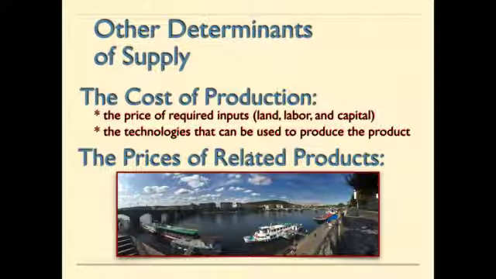And also prices of related products. For example, if we continue with soybeans as an example, if the price of corn were to go up dramatically, this might cause Clarence to produce fewer soybeans and more corn. So an increase in the price of corn would cause the supply curve for Clarence to shift to the left because he would be allocating less land for the production of soybeans.